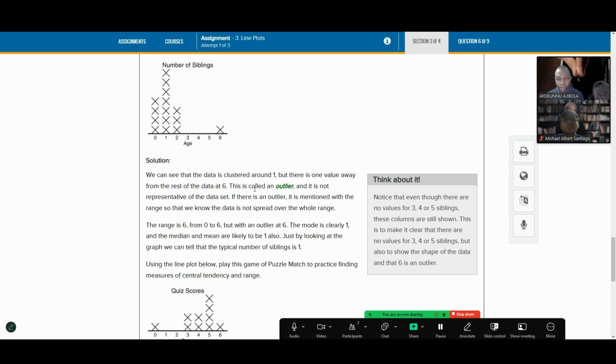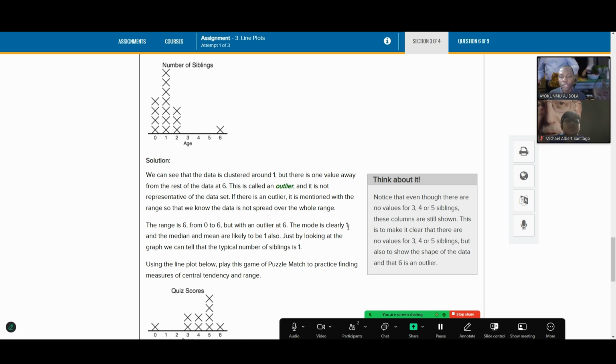So this is called an outlier. It is not representative of the data set. If there is an outlier, it is mentioned with the range so that we know that the data is not spread over the whole range. So if we want to get the range, the range is 6, from 0 to 6, which is 6 minus 0, but with an outlier at 6.